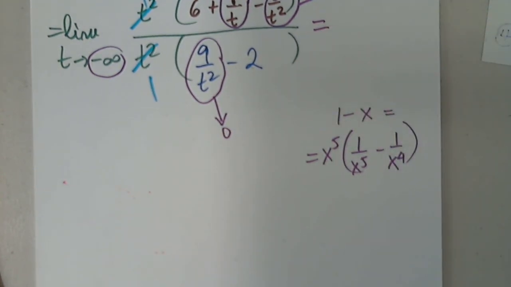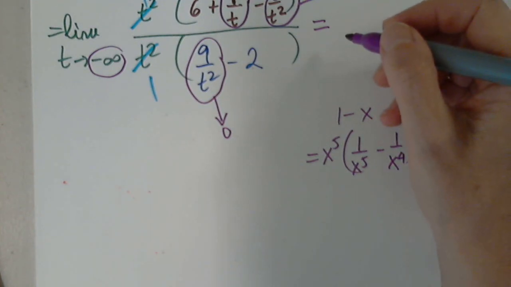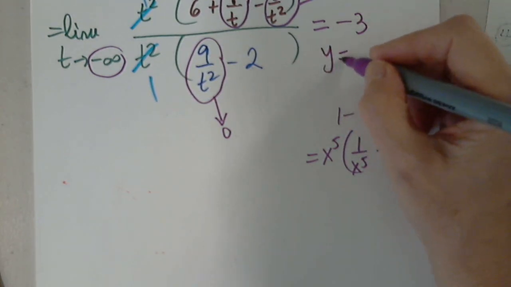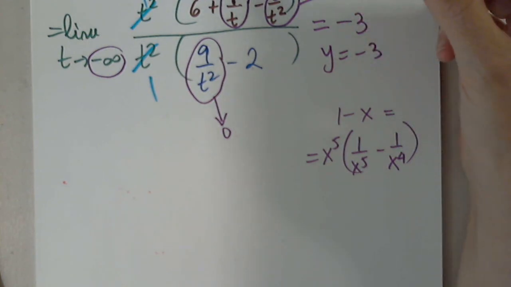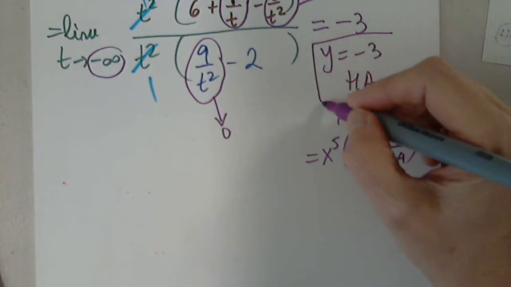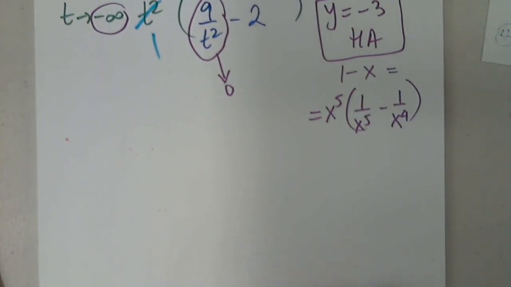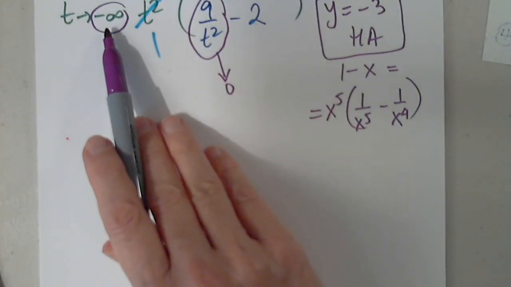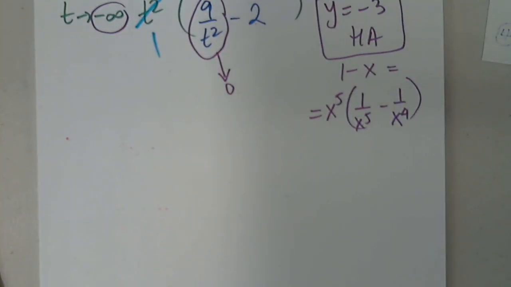Therefore, the answer is negative 3. Excellent. y equals negative 3. Since this is a rational function, it will have the same asymptote guaranteed on both sides, a horizontal asymptote. If it's not a pure polynomial over polynomial, I cannot conclude that it's negative 3 at both ends. I have to say it's negative 3 when x approaches negative infinity. But such a function will always have the same asymptote, left and right.